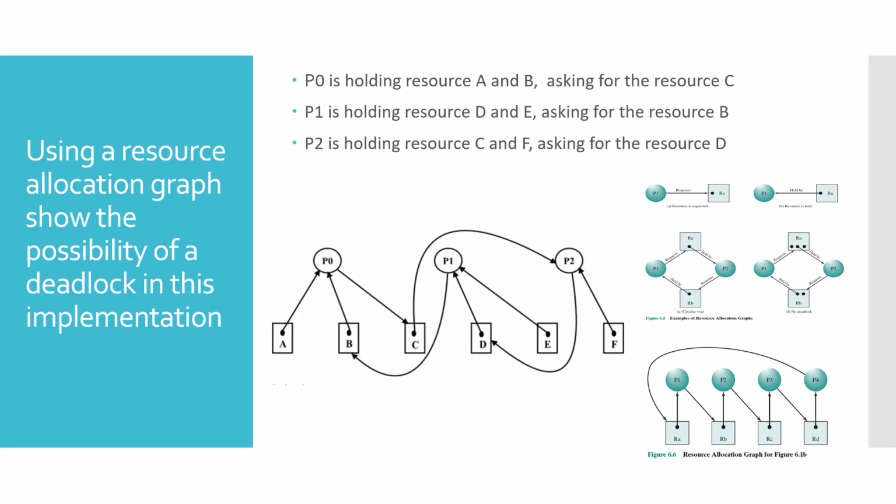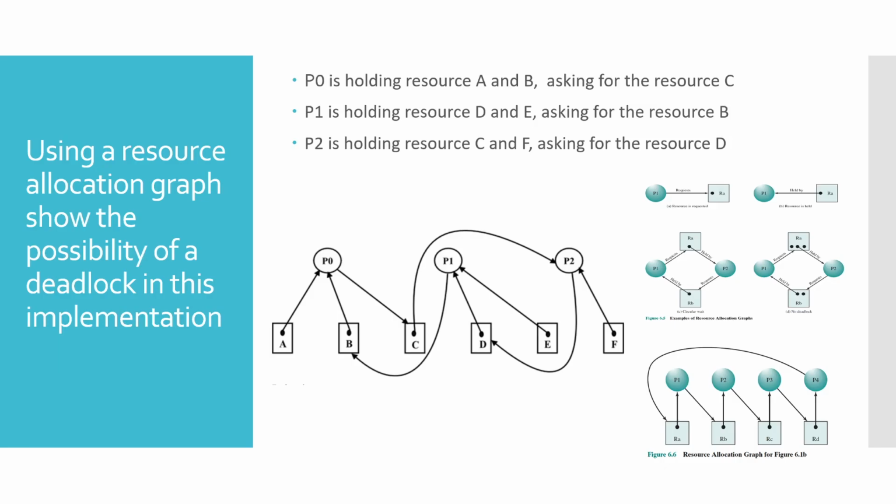At this time, P0 holds A and B, asking for C. But C and F are already taken by P2. P2 also needs D to finish its program, but D and E are taken by P1. P1 also needs B to finish its program, but B is already taken by P0. So none of these processes can go to their critical region. None of the resources can be released. It goes to a deadlock situation.